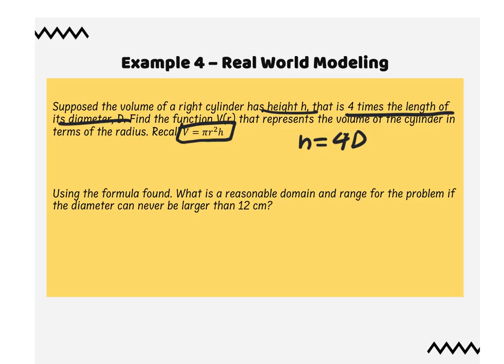The radius and the height, right? So we've got height, but we've got it in terms of diameter. Does that make sense? Okay, and we need it in terms of radius. How do I go from diameter to radius? Times 2. Diameter is the radius times 2, right?